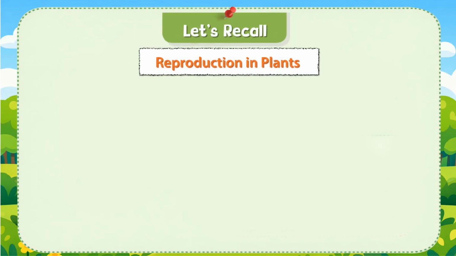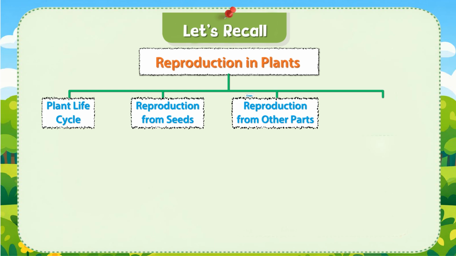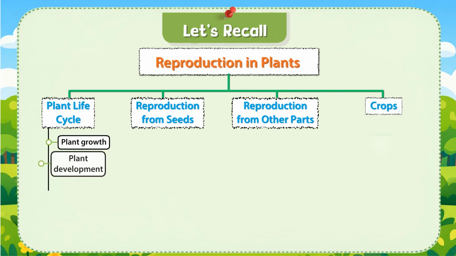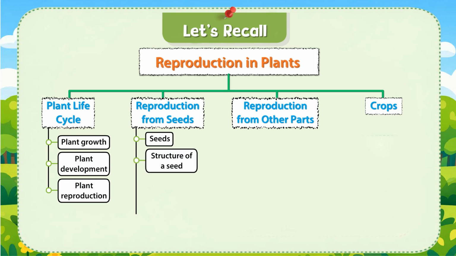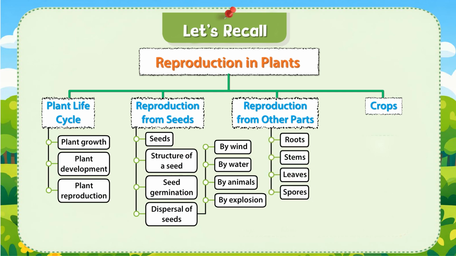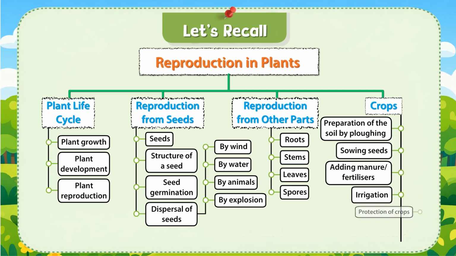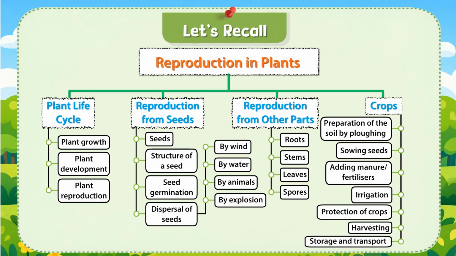Let's recall. Reproduction in plants. Plant life cycle. Reproduction from seeds. Reproduction from other parts. Crops. Plant growth, plant development, plant reproduction. Seeds. Structure of a seed, seed germination, dispersal of seeds, by wind, by water, by animals, by explosion. Roots, stems, leaves, spores. Preparation of the soil by plowing, sowing seeds, adding manure or fertilizers, irrigation, protection of crops, harvesting, storage and transport.